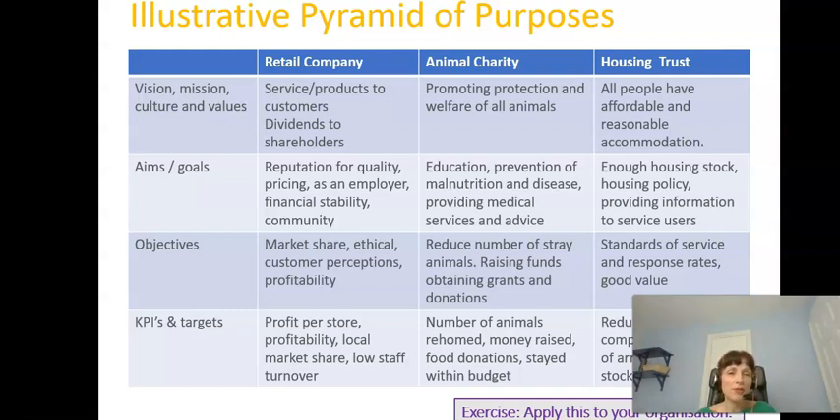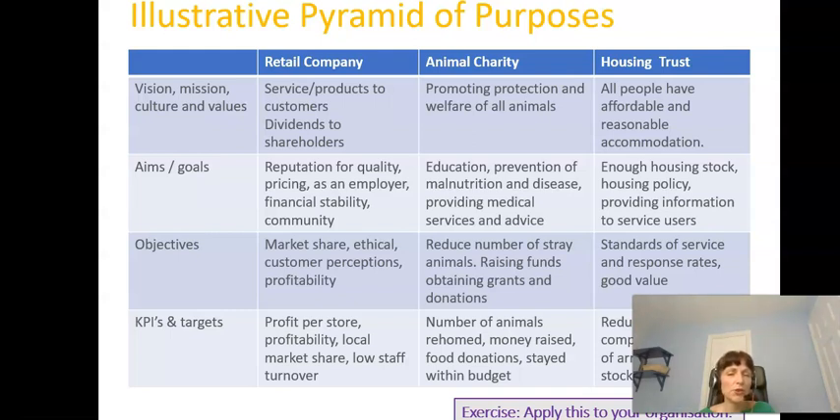Objectives, what are they driven by? Are they pioneering in terms of creating new markets? Do they want a larger share of the market? Are they driven by ethical factors? Are they concerned about the customer perception? This should be something that you can find in their annual reports, or is it profitability? Is it giving that back to the shareholders, reinvesting that back in the business? Whatever they're doing with it, is it profit that drives them? And then KPIs, these are the measures that they use to see if they're on track.